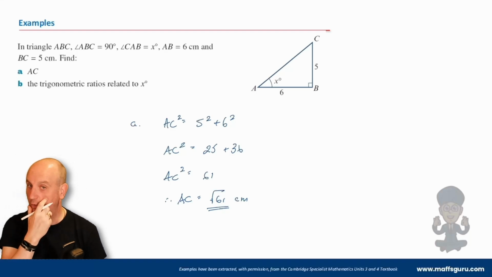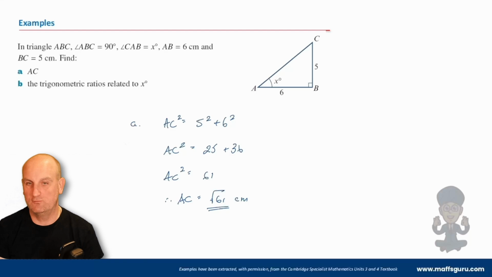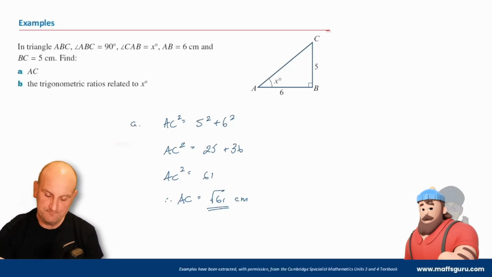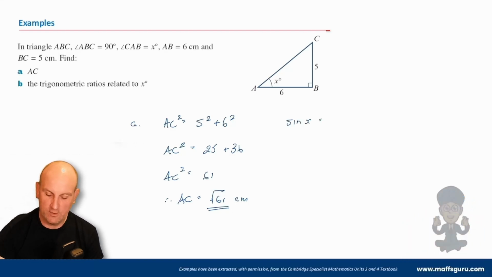Okay. Find all the trigonometric ratios related to x degrees. Now again, the trigonometric ratios beforehand would have been sine, cosine, and tan. Right? So in this situation, they'd be effectively saying then sine of x would be opposite over hypotenuse, which would be 5 on root 61. The cosine of x is adjacent, which is 6 on root 61. And the tan of x would basically be 5 on 6.